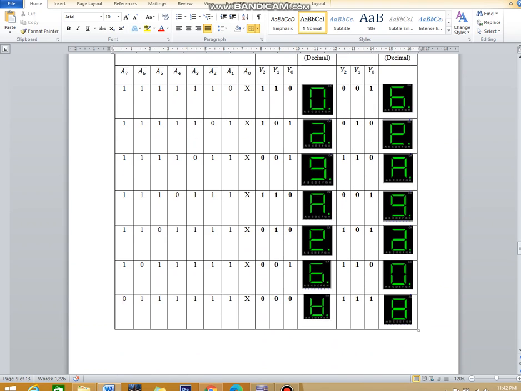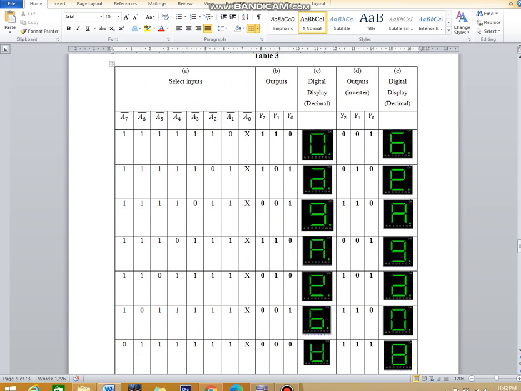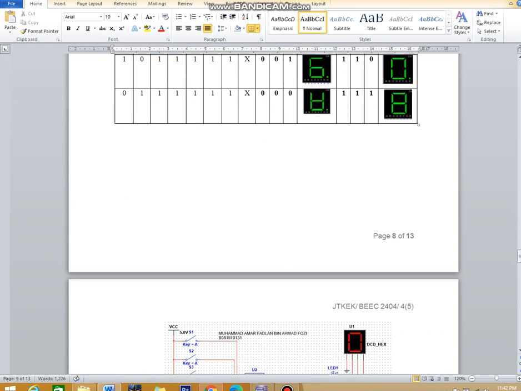Okay, here, with no inverter, when the output is 110, the output will be inverted to 001 here. Okay, so that's for with no inverter and with inverter.